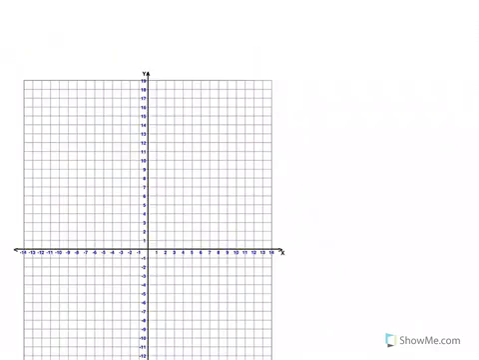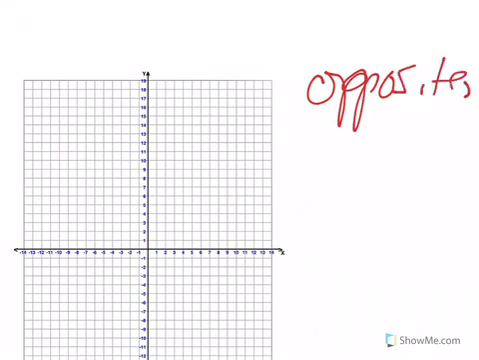In the coordinate plane, which is this bad boy here, remember we have quadrant 1, 2, 3, and 4. We're going to talk about what symmetry means in the coordinate plane. And one of the first things we need to talk about is the concept of opposites.